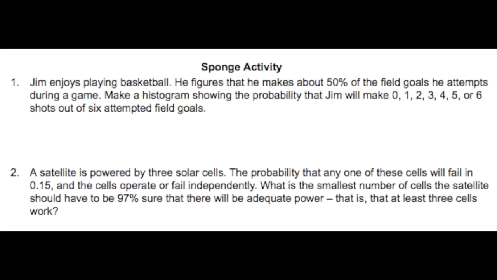And the second question. A satellite is powered by 3 solar cells. The probability that any one of these cells will fail is 0.15, and the cells operate or fail independently. What is the smallest number of cells the satellite should have to be 97% sure that there will be adequate power? That is, that at least 3 of the cells will work. So, what's the smallest number of cells that they need to be 97% sure that at least 3 of the cells will work? That's it for the lesson.